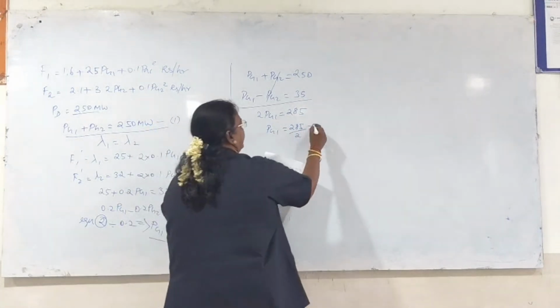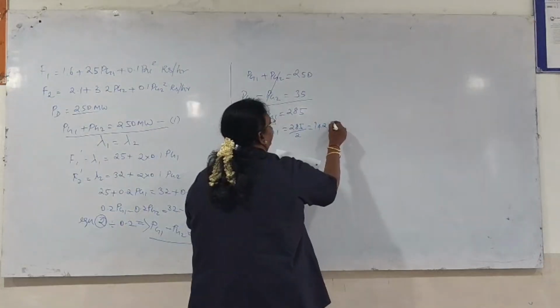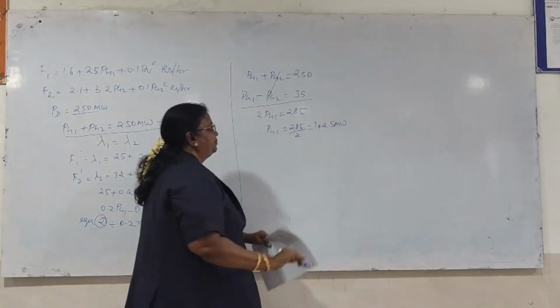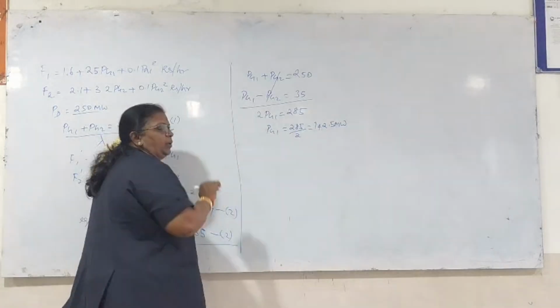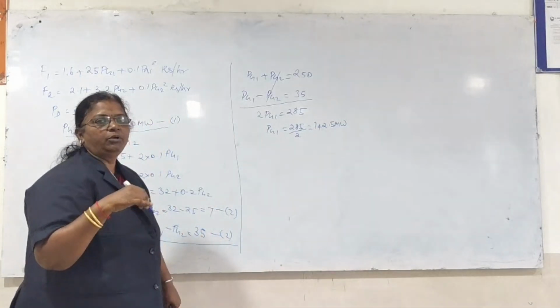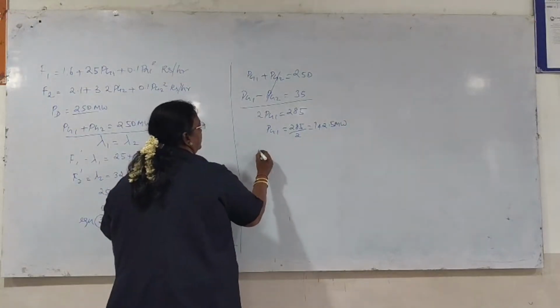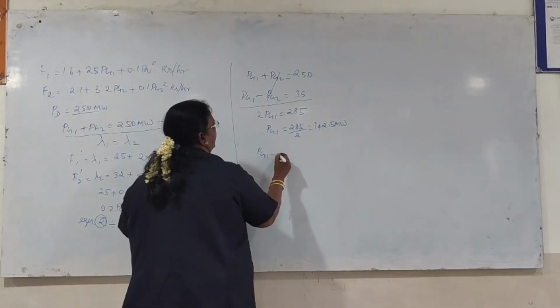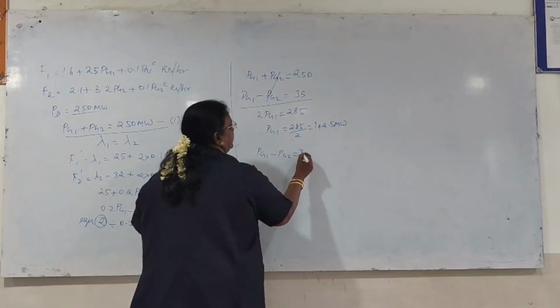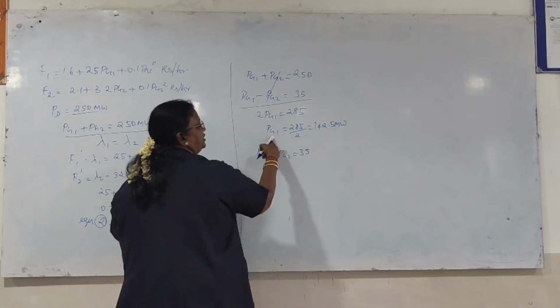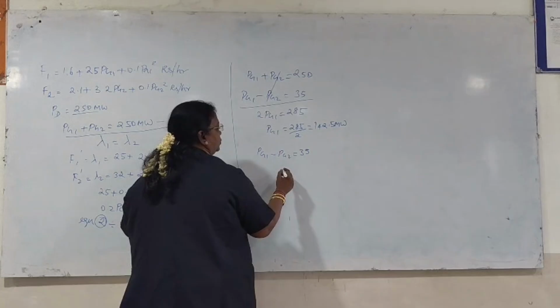285 by 2 is 142.5 megawatt. So this is for Pg1. So far we have to find out Pg2 also. So you can substitute this in the equation. So Pg1 minus Pg2 is 35. You know Pg1, you have to find out only Pg2, right?